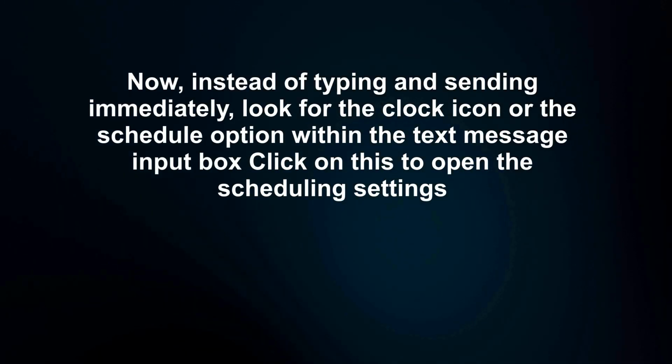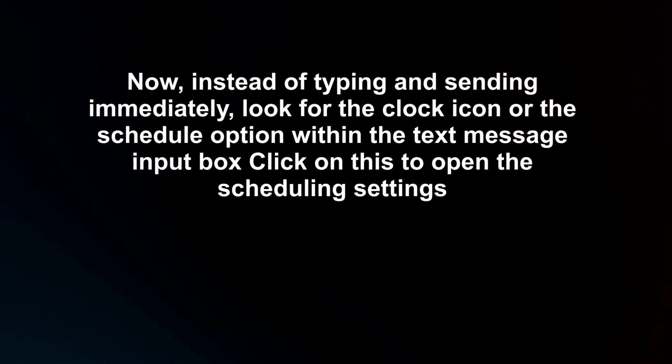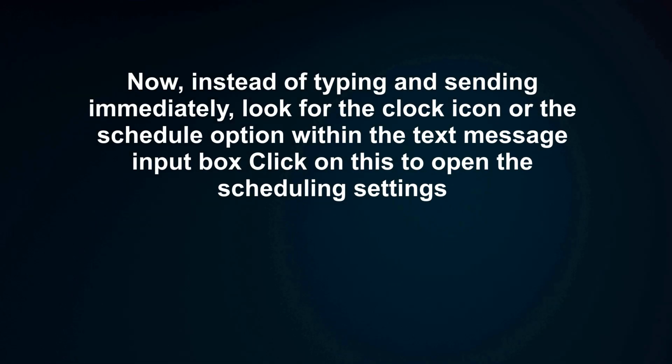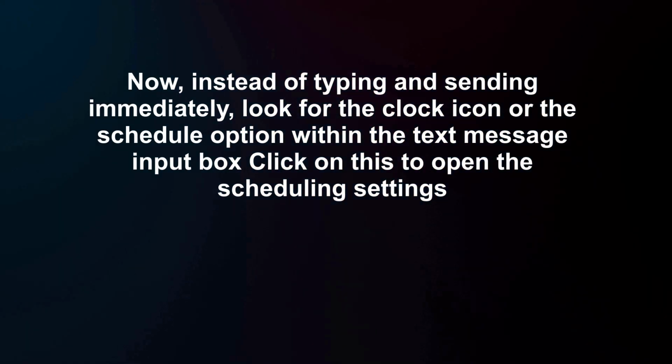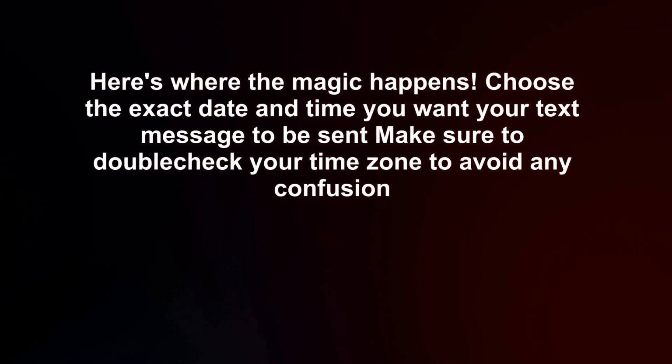Now, instead of typing and sending immediately, look for the clock icon or the schedule option within the text message input box. Click on this to open the scheduling settings. Here's where the magic happens. Choose the exact date and time you want your text message to be sent.